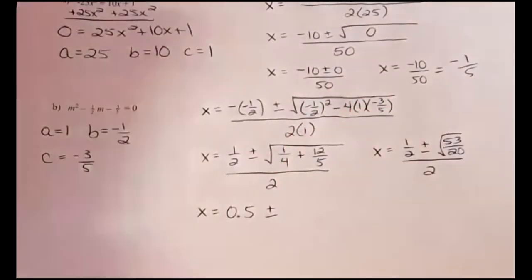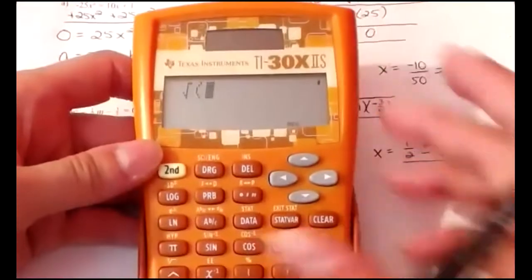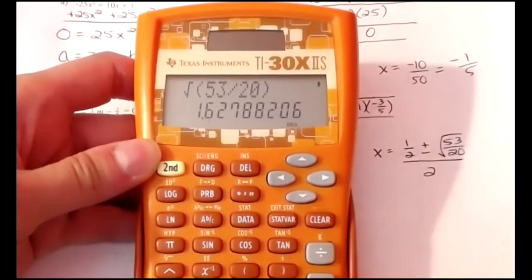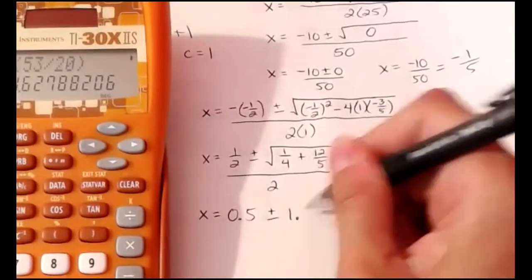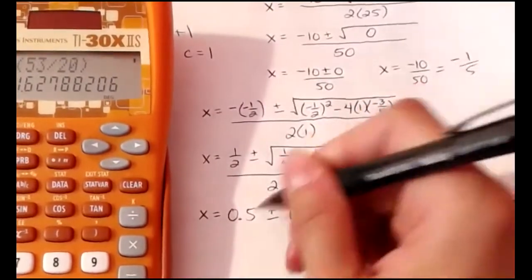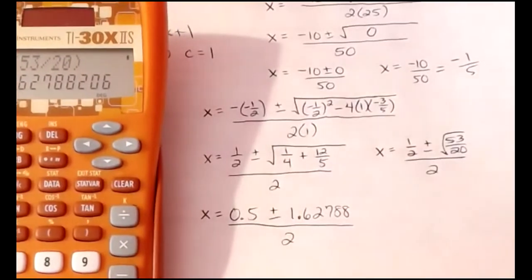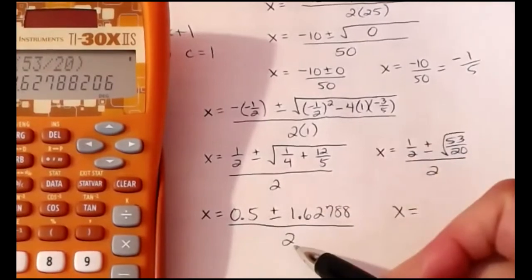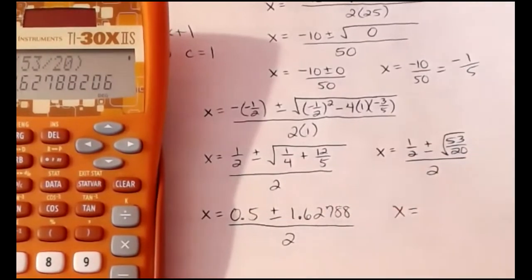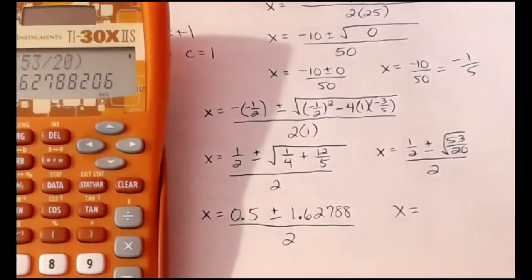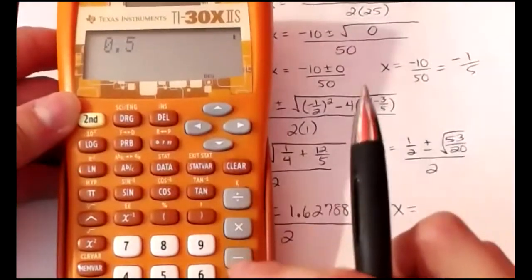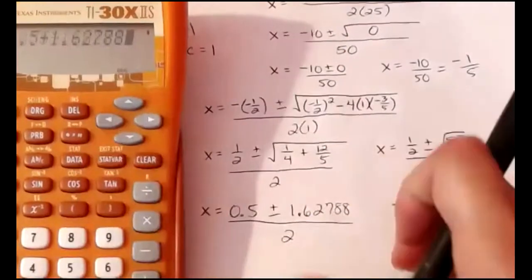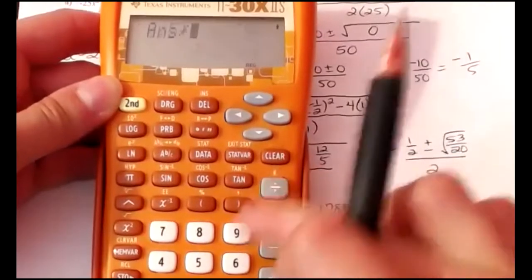plus or minus the square root of 53 divided by 20, okay, which gives us 1.62788, and then all over 2. So I would split this up. I would start with adding the numerators, then divide by 2, and then I would subtract the numerators and divide by 2, like so. We are going to do 0.5 plus 1.62788, and then let's divide by 2.